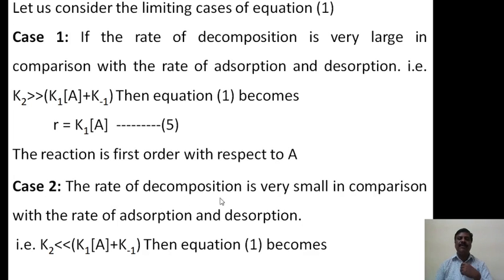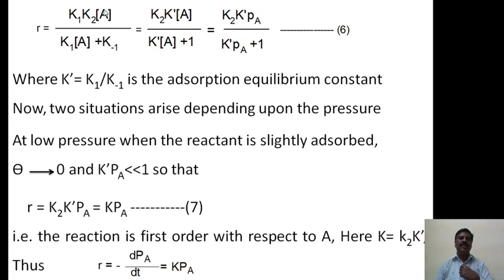In case 2, the rate of decomposition is very small in comparison with the rate of adsorption and desorption, that is K2 is very much less than K1 into A concentration plus K minus 1. Then equation 1 becomes R is equal to K1 K2 into A divided by K1 into A plus K minus 1. This can be rearranged. I have written this directly, but you have to work it out for this equation.